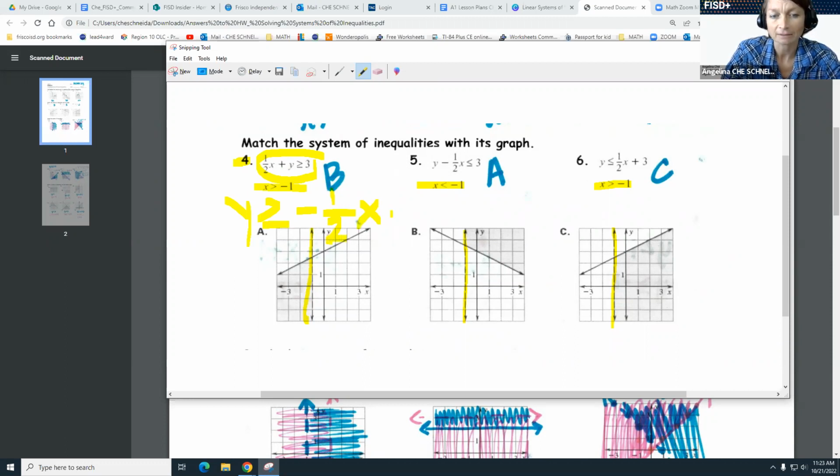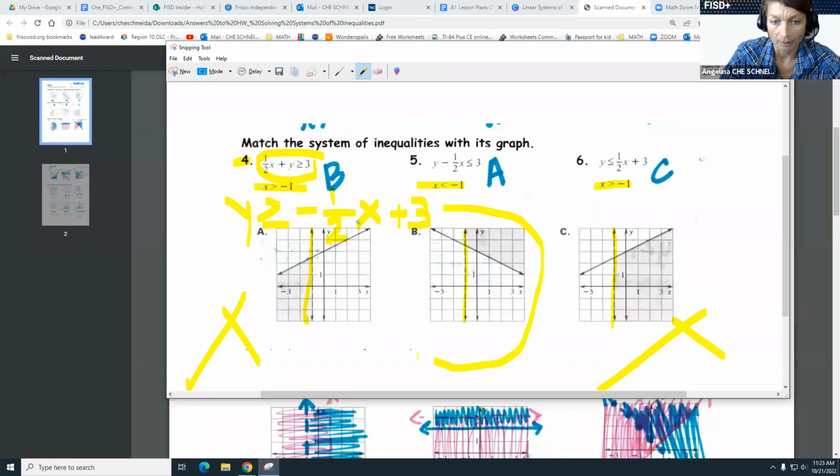The negative slope is pretty much all you need to know to determine if your line is going to be a falling or rising line. I am going to have a falling line. So for number 4, it's not going to be A or C. Now you know it has to be B. That's how you make that decision for number 4. Then you just look for the other two.